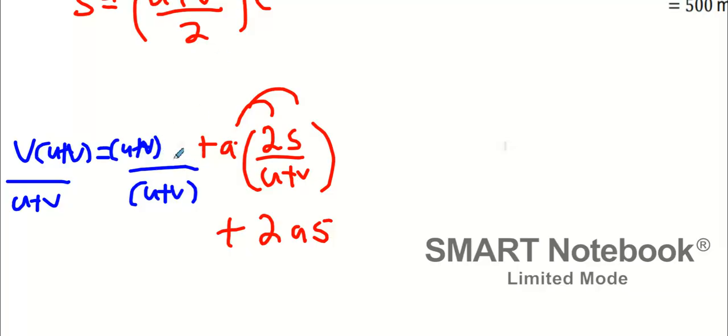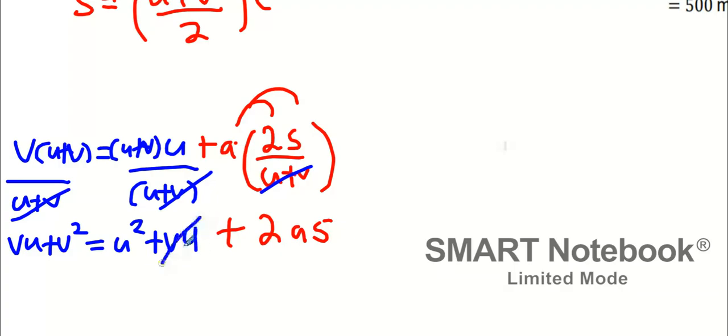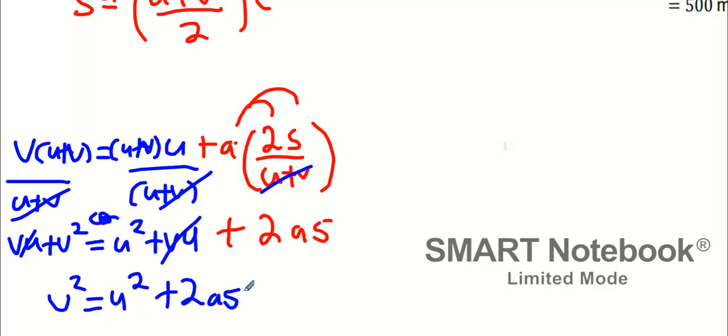Okay. So what I'm going to do now is multiply this out and get rid of the common denominator. So it's going to be vu plus v squared equals u squared plus vu. The two vu's cancel. Then I'm going to move the u squared to the left, oh sorry, leave it where it is. v squared equals u squared plus 2as. Go with that? Okay.